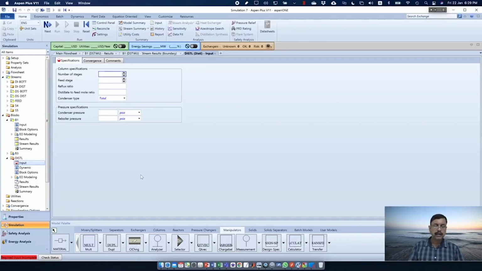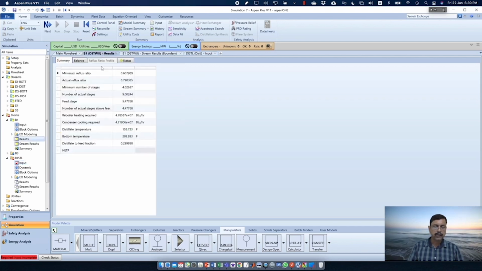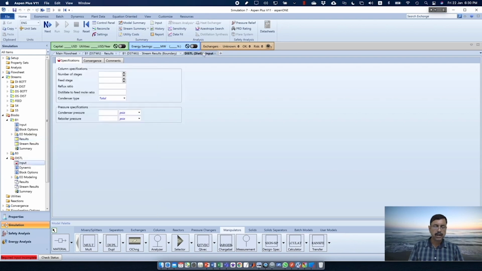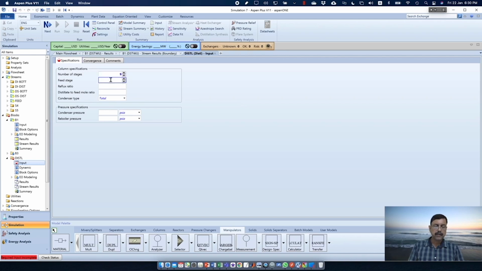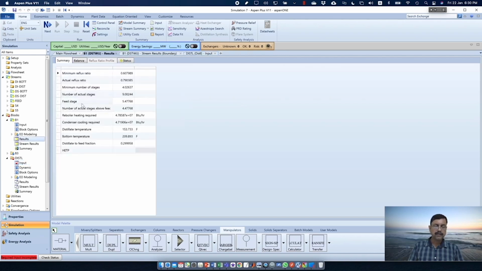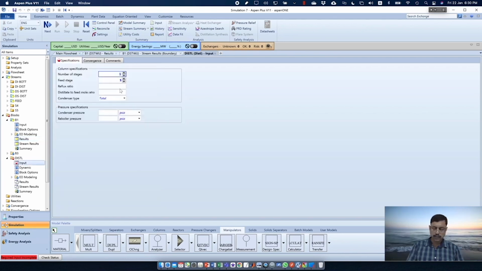So here in the distill block, we need to give the number of stages. The number of stages, we already have this information over here. So the number of stages is 9. So we just give this information, 9. And remember, we have to give a whole figure. We cannot give 9.04 because it is the actual number of stages. Feed stage, same information is there. Feed stage is at 5.47. So we will give 5. Reflux ratio 0.790385.